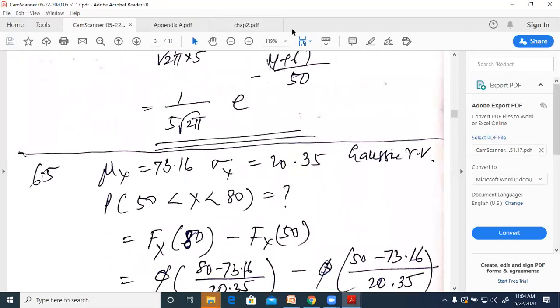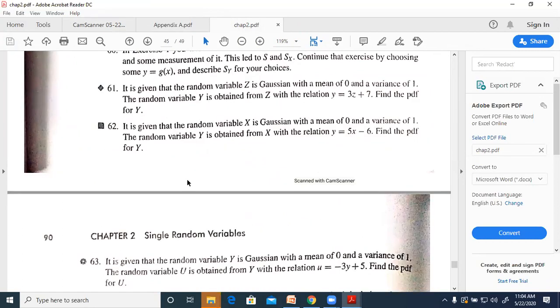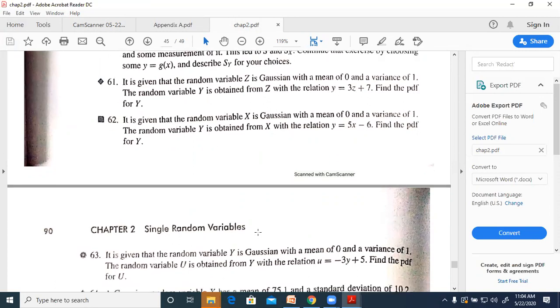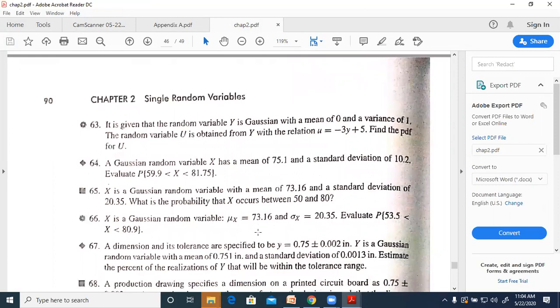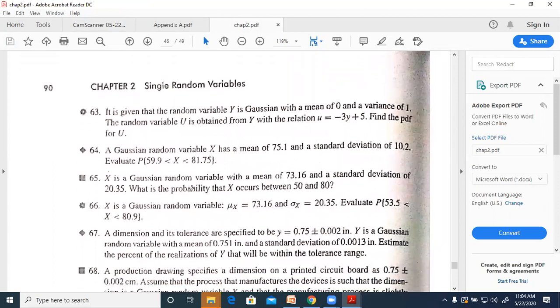65. I think 63 and 64 are just similar, therefore I might not have solved that. 61 is here, 61 is similar, 63 is also similar. I have gone for 65 because 64 and 66 are similar, so I have not taken those. I have gone for the 65.